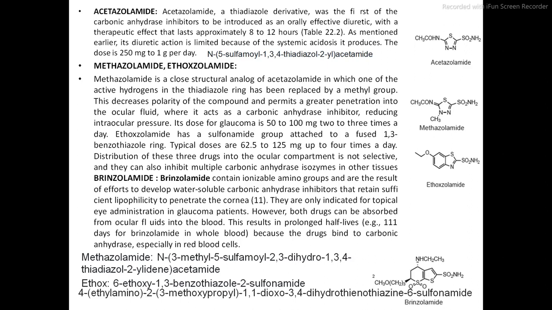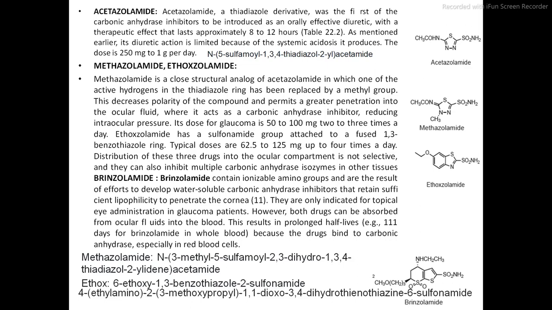Distribution of these three drugs, that is acetazolamide, methazolamide, and ethoxyzolamide, into the ocular compartment is not selective, and they can also inhibit multiple carbonic anhydrase isozymes in other tissues because they are not selective, so they can inhibit other carbonic anhydrase enzymes which are present in the other tissues also.